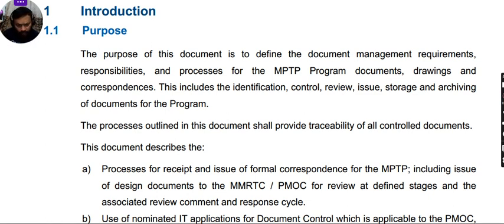So here in this process, we are going to create receipt and issue of formal correspondence, including design documents to the client or consultant for their review at defined stages and the associated review comments and response cycle. There is a standard review time in the construction industry, that is 7 to 14 days. After 14 days, document control needs to raise the red flag and inform the management to further push for the document reviews and their responses.